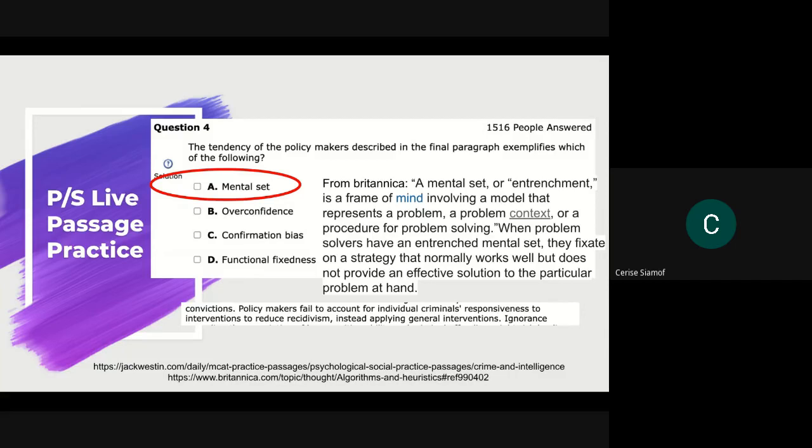I have the link for that definition, and actually that article also includes some information on functional fixedness and some of the other terms. So that's a good resource for these types of concepts.